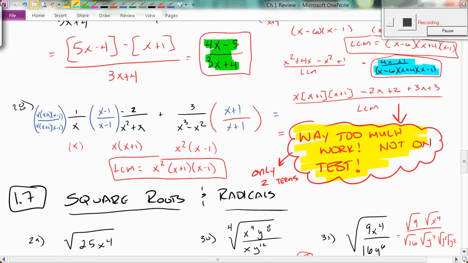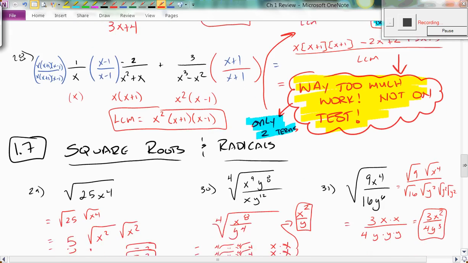Number 28, don't even worry about it. Way too much work. Not going to put that on the test. I'm going to only put one like 2 terms. So something like what we just did over here will be on the test. This 3-term thing, I'm not going to have you do that. That's a lot of work.